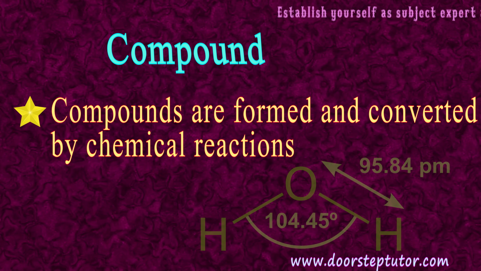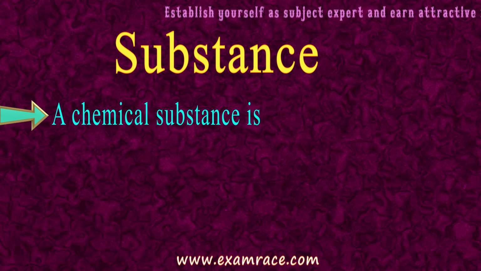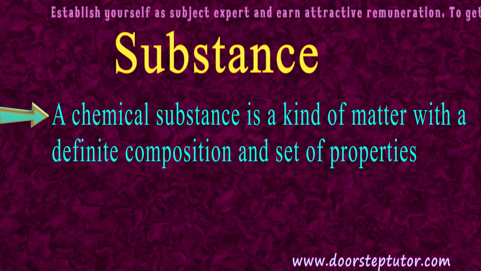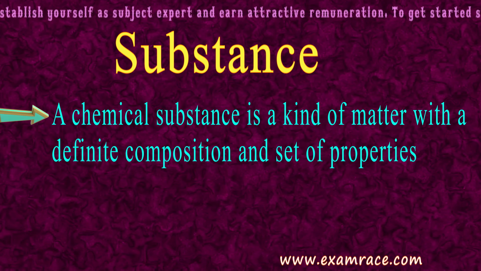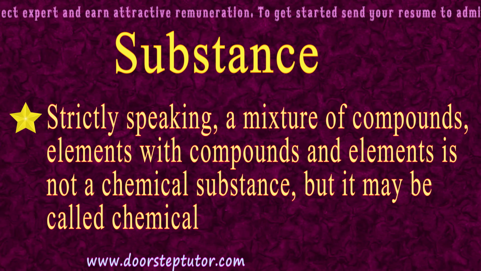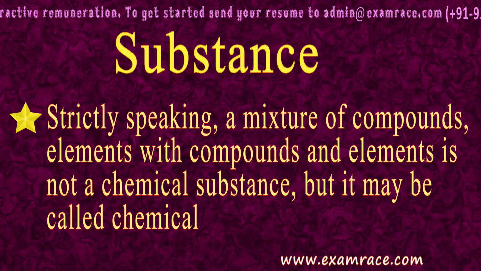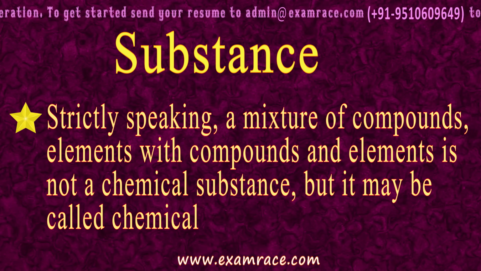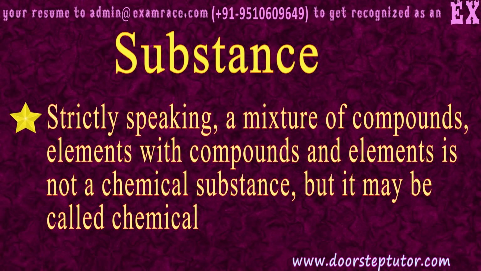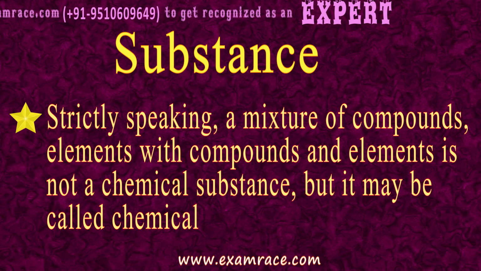Now let's understand the topic substance. What is a substance? A chemical substance is a kind of matter with a definite composition and set of properties. If we speak strictly, that means a mixture of compounds, or we can say elements with compounds. An element is not a chemical substance, but it can be called a chemical. Keep in mind that an element is not a chemical substance, it may be called a chemical.